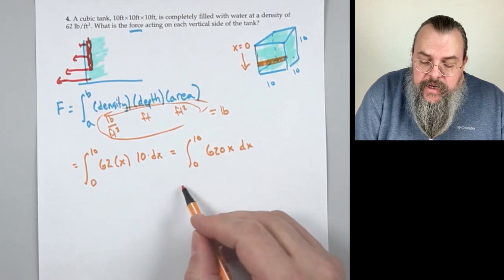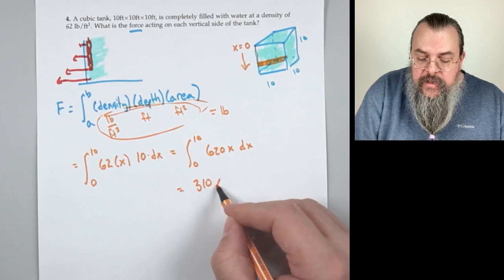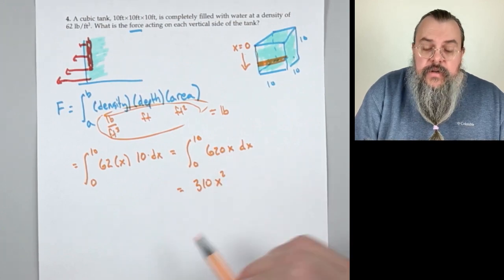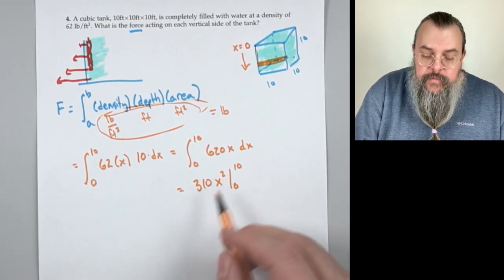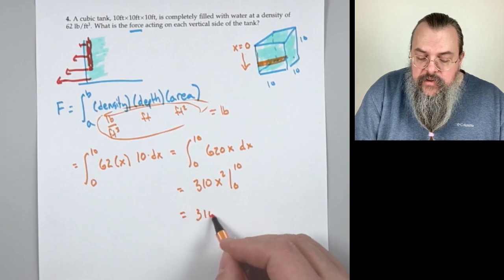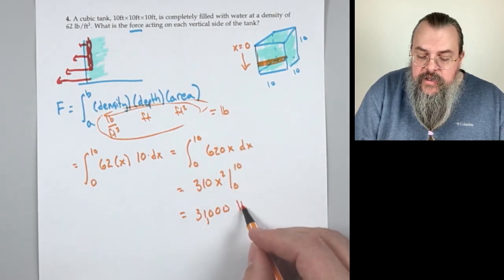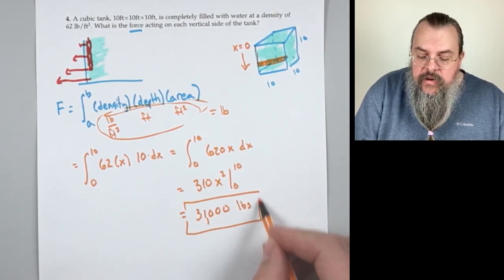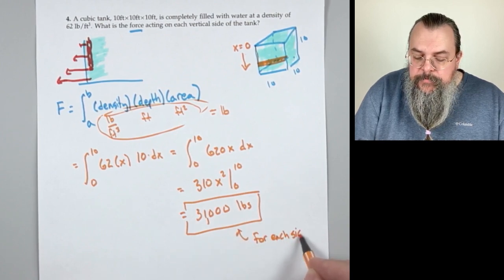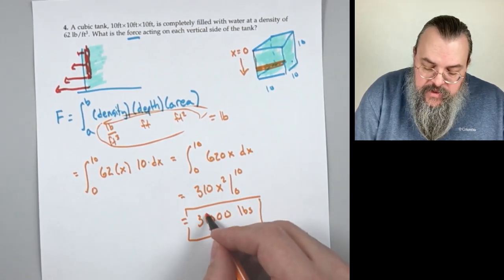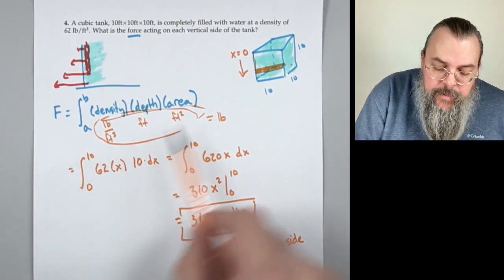The integral of 620x, well, you get x squared over 2, so you have a 310, and then x squared, because that's 620 over 2. You go from 0 up to 10, and plug in 0, you get 0. Plug in 10, well, you just add some zeros. In this case, you're going to add 2 more zeros, and you get 31,000, and our units is pounds. And this, we make a note, this is true for each side. 31,000 pounds. And that's it. That's the answer.